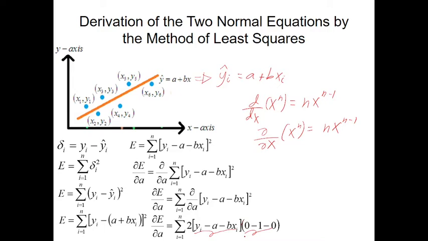So, in that case, kasi meron pa yan times derivative nito ng x with respect to x. Okay? 1 kasi yan dito. Pero, ganun ang process. Ide-derivative mo pa yung nasa loob.